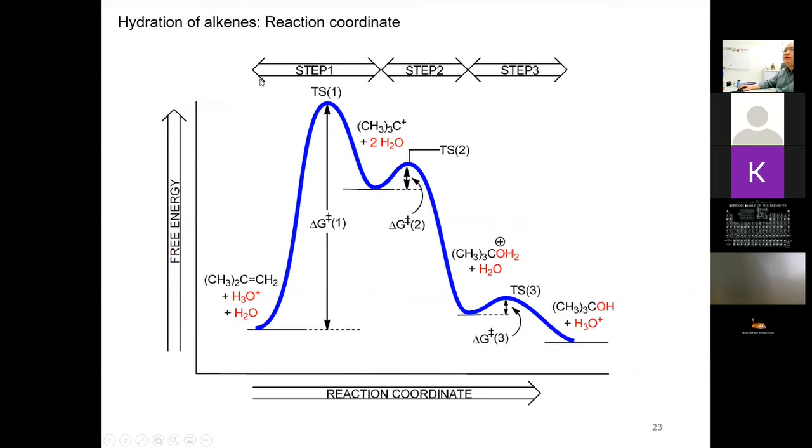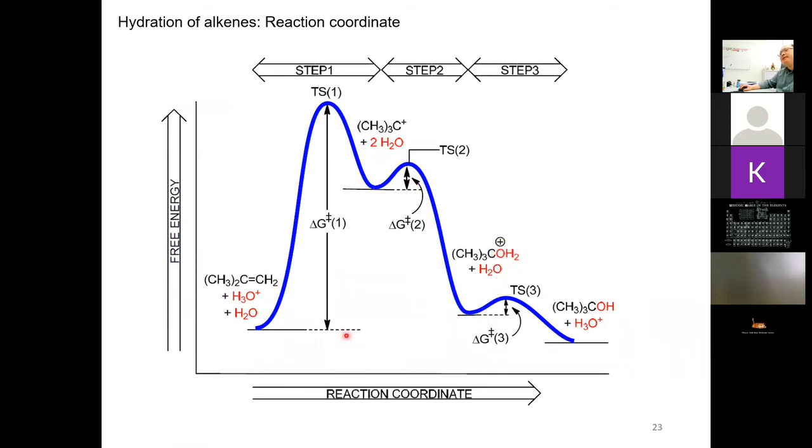So in the HX addition, the first 2 steps look alike, right? Because it also generates a carbocation. It's very unstable, so the second activation energy is really small, because the unstable carbocation is really reactive toward nucleophiles to generate the product. So this should be the HX addition product, which already has the X here.